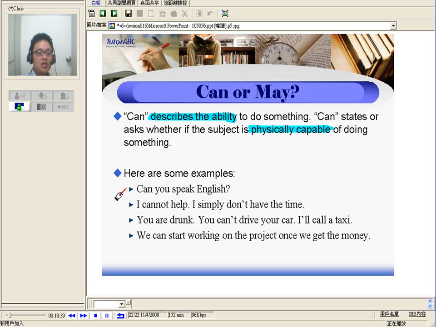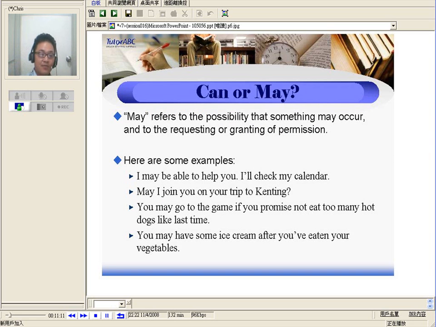Alright, here are some examples. Can you speak English? I cannot help. Why I cannot help is because I don't have the time. Alright? You are drunk. Okay? You can't drive your car. I'll call a taxi. Alright? We can start working on the project once we get the money. Alright? That kind of thing. Okay? Now, let's continue. So can, remember, describes the ability or whether you're physically capable of doing something.